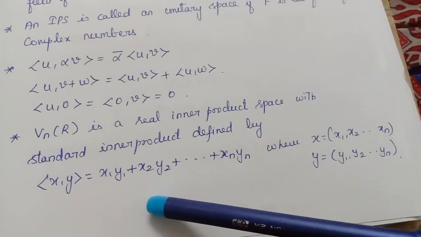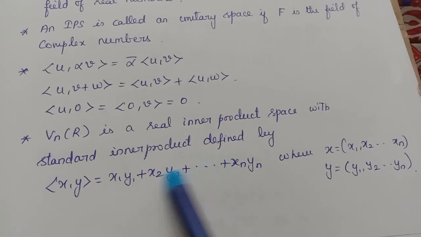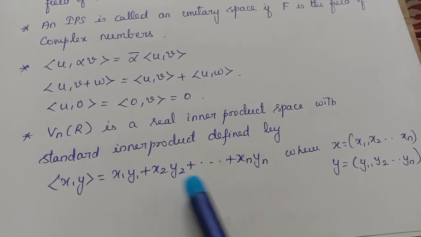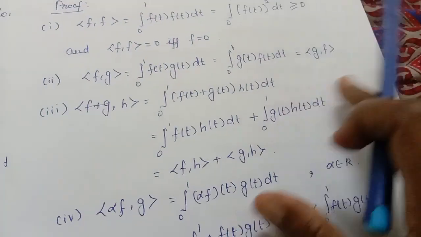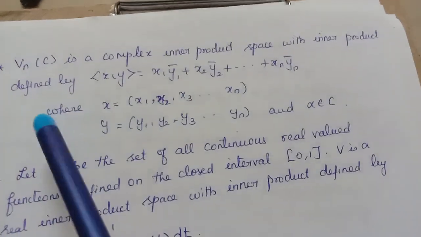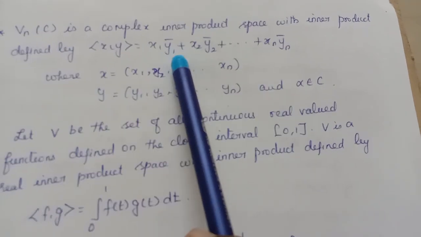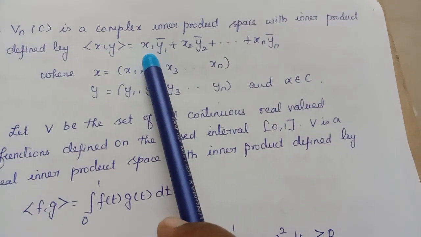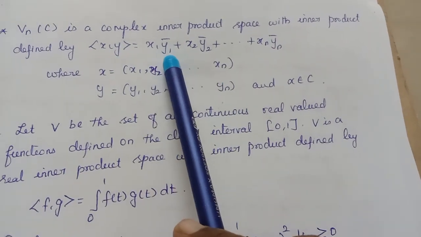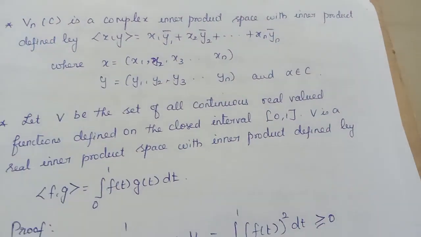While doing problems, you will be given with respect to the standard inner product. You won't be given this definition, so you have to remember this. This is called the standard inner product over the field of real numbers. Now, in case of complex numbers, in Vn of C, the standard inner product is defined to be x1 y1 bar plus x2 y2 bar plus etc., xn yn bar. That is, the first vector is the same, and the second vector you have to take the conjugate. This is the standard inner product over the field of complex numbers.